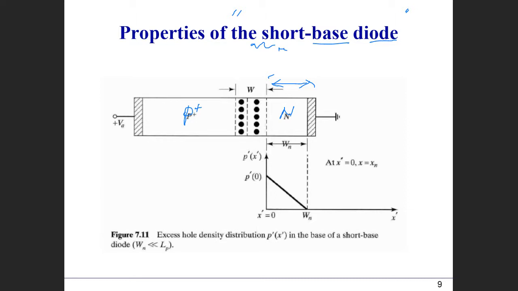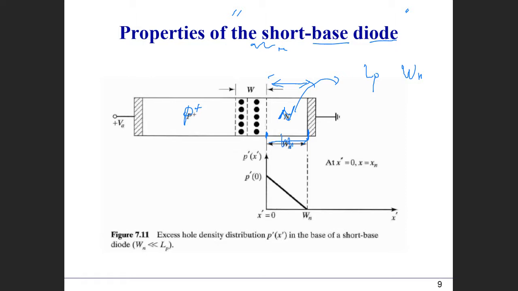Okay. When we say very short, the criterion for short is as follows. For this particular case, you have an N side and the minority carrier is going to be the hole. So when you look at the diffusion length of the hole, and compare it with the contact location, from this junction edge to the outside of this electrical contact, that distance we define as Wn. Okay.